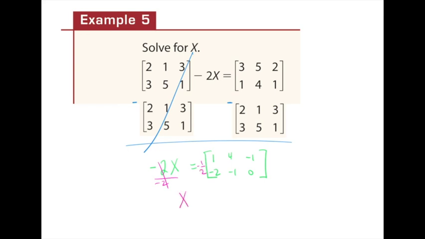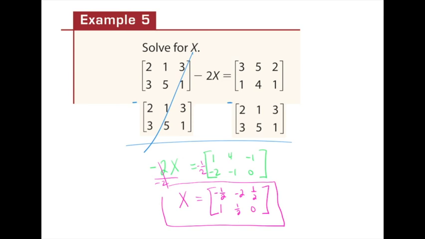So my matrix is going to look like this. I have 1 divided by negative 2, 4 divided by negative 2, negative 1 divided by negative 2, negative 2 divided by negative 2, negative 1 divided by negative 2, and 0 divided by anything, right? And so that would be my answer to what the matrix X would be.